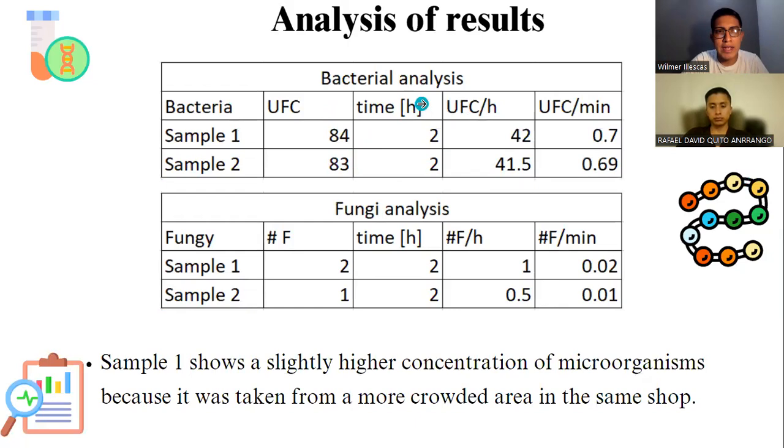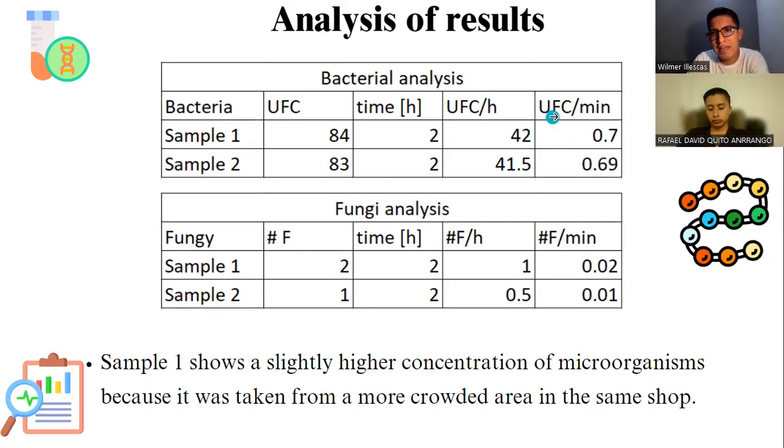The time that we did this experiment was 2 hours. Therefore, we put 2 hours here. And then here we have the UFC over hours. Here you can see that we have a rate of 42 UFC per hour. It means that we got 42 bacterial cells per each hour.